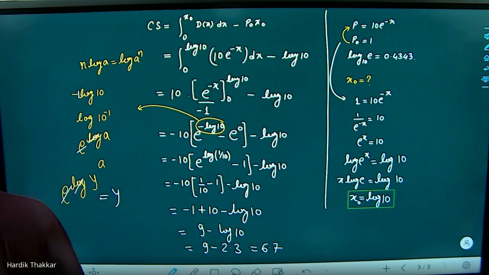But in the question, the value that they have given, we have not used. Yes, they have given the value of log 10 base e. So we can use that value. We have to use some formula to convert that.